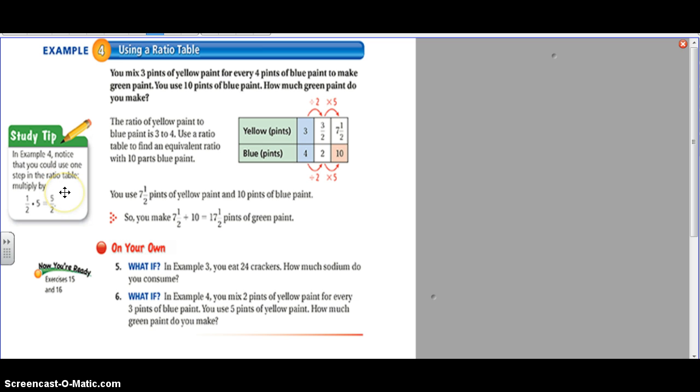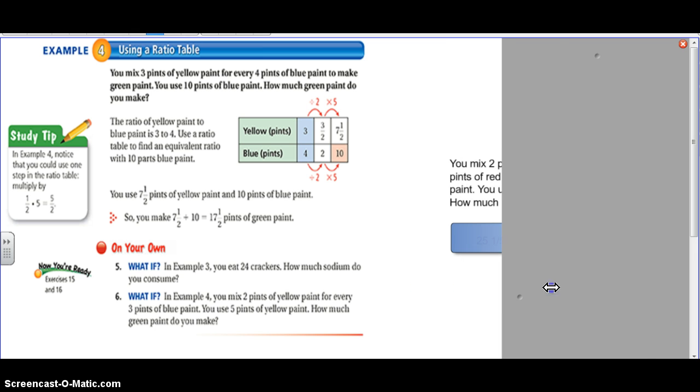Okay, let's look at our study tip. In example 4, notice that you could use one step in the ratio table. You could multiply 1/2, that's what you're doing here, 4 divided by 2, 3 divided by 2, that's 1/2, times 5, and you would get 5 over 2. Okay, we already know this. So if we take half of that and multiply it then times 5, we're good. All right, let's look at the example I have for you.